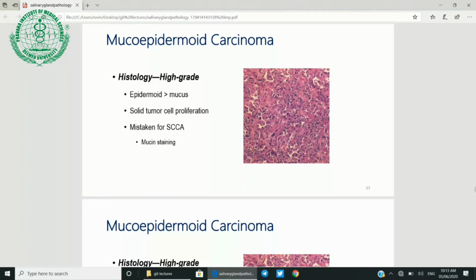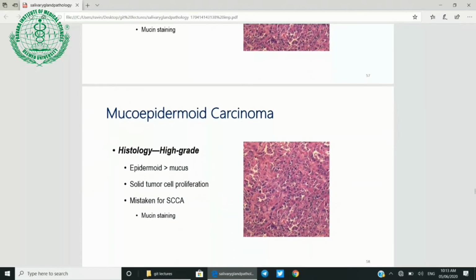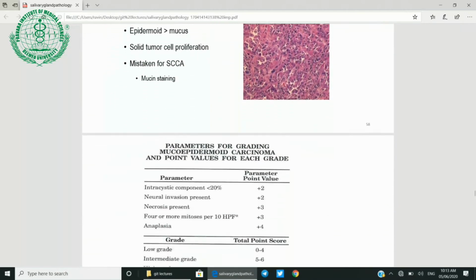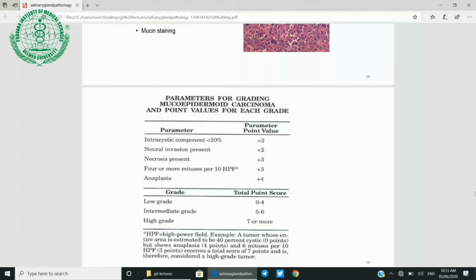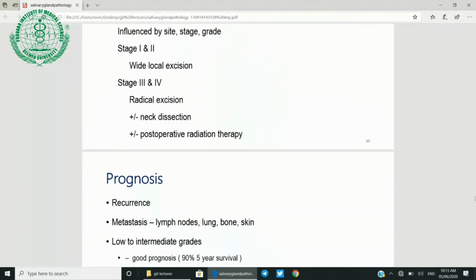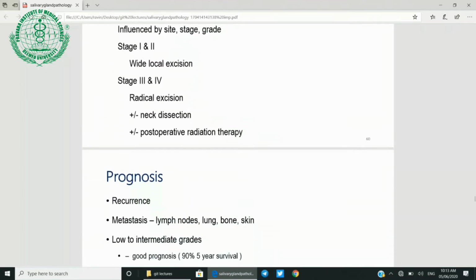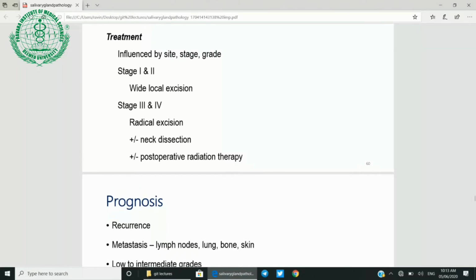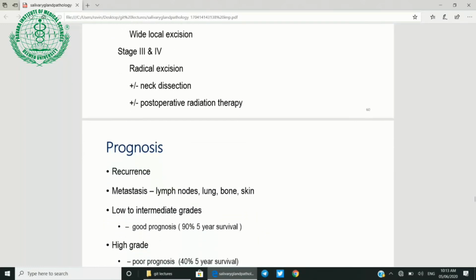mucus cells, mostly solid. And a very important thing to remember, this mucoepidermoid carcinoma, because of the predominance of these epidermoid cells, can be mistaken for a squamous cell carcinoma. So you have to do a mucin staining, and then the mucus will stain. There are different gradings, you go into the detail. The treatment is mainly influenced by the site, the stage, and the grade.